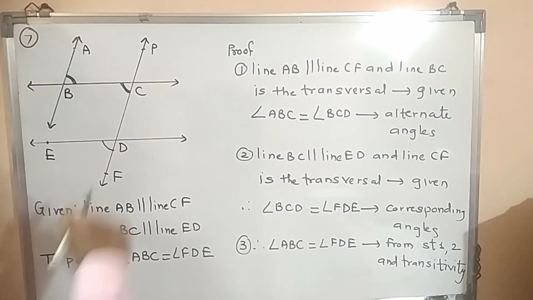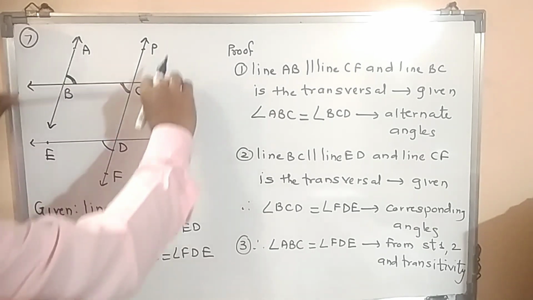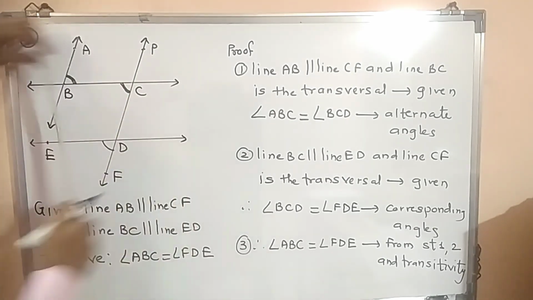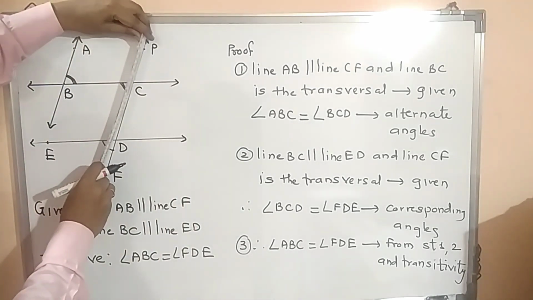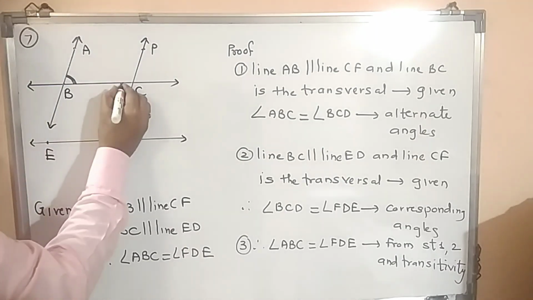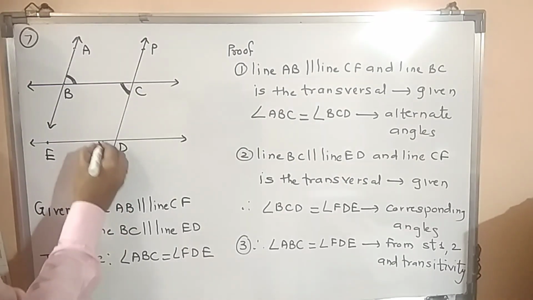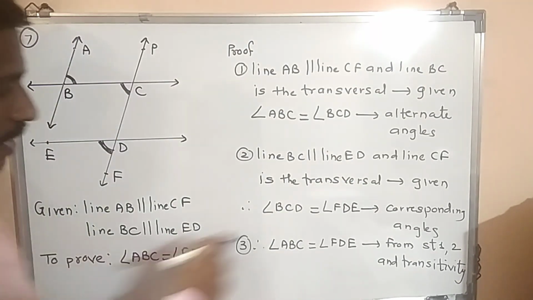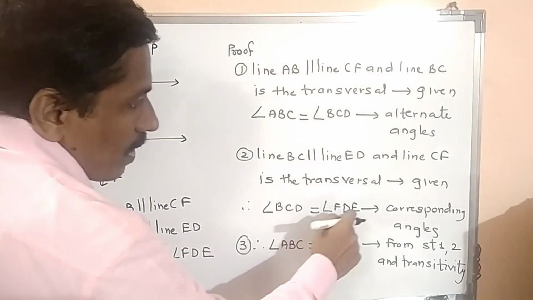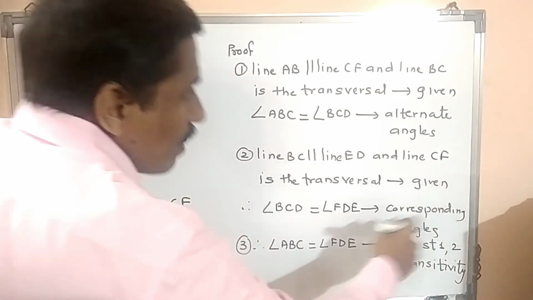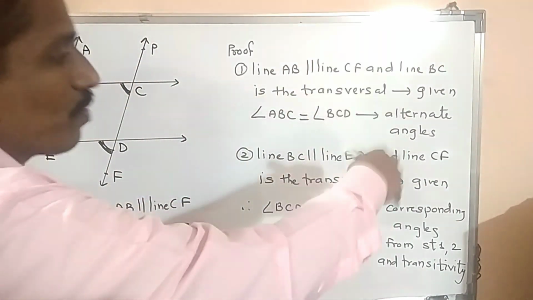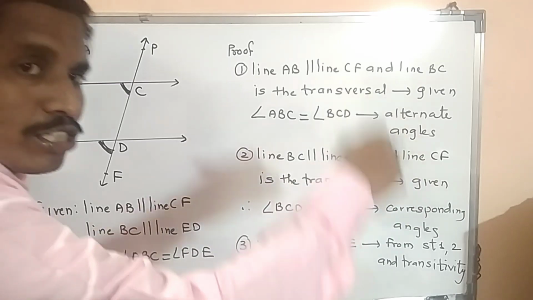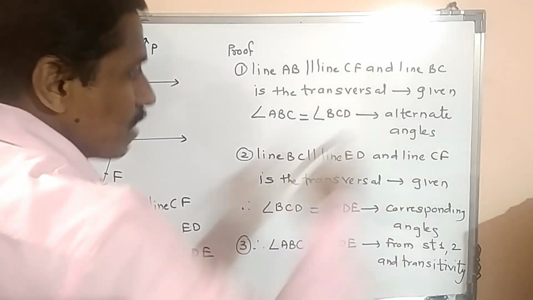Now, I will consider line BC is parallel to line ED and line CF is the transversal. Then this angle is congruent to this angle. They form corresponding angles. Angle BCD is equal to angle FDE, corresponding angles. If lines are parallel, corresponding angles are congruent. This is called the corresponding angles theorem.